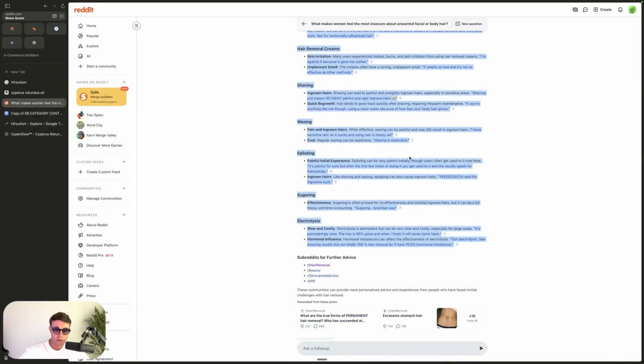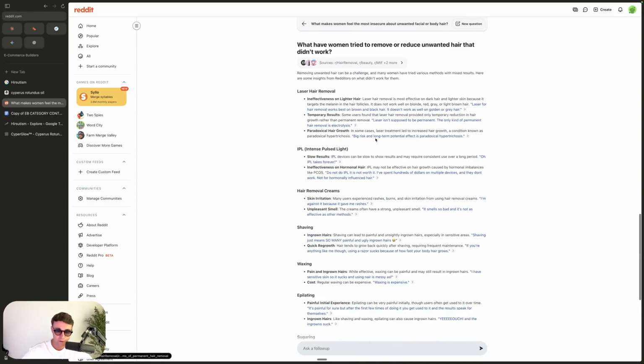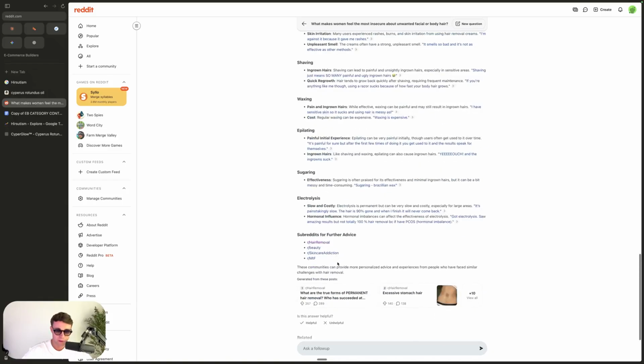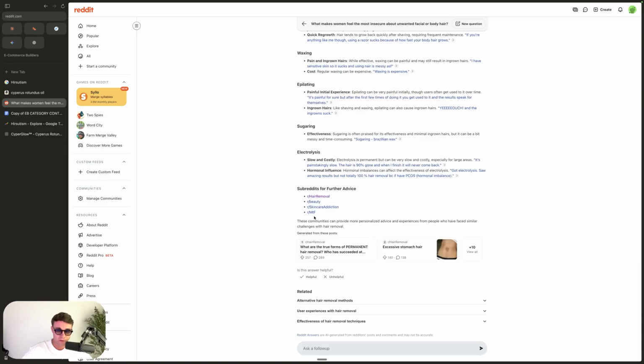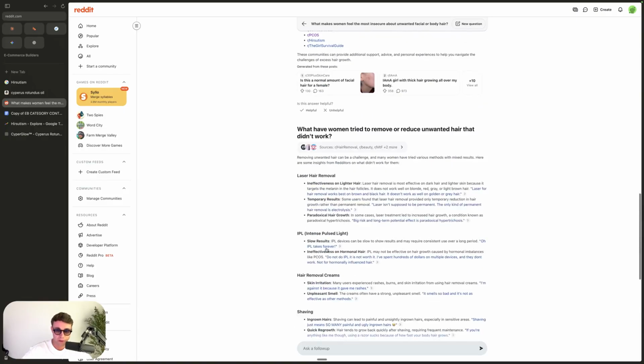Now, the other thing that you can do on Reddit is you can actually see that we have, of course, all of these different links in the information that it's scraping, but then it's also directing us to different subreddits as well.